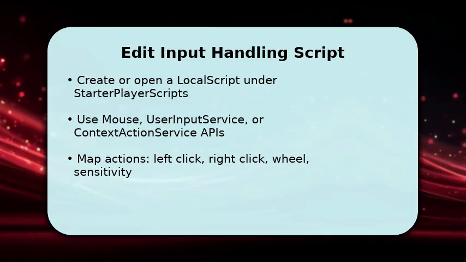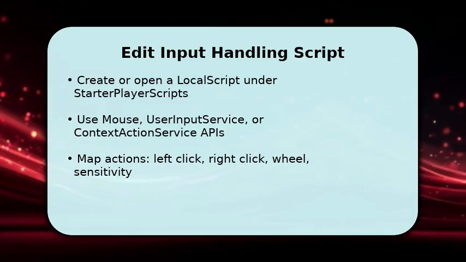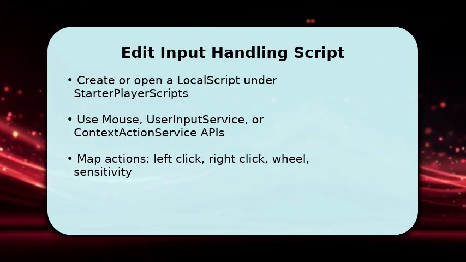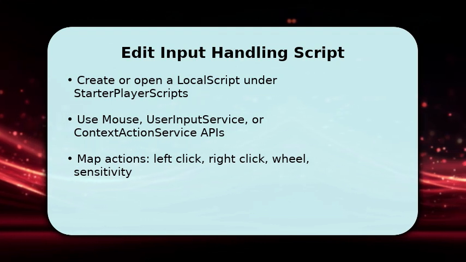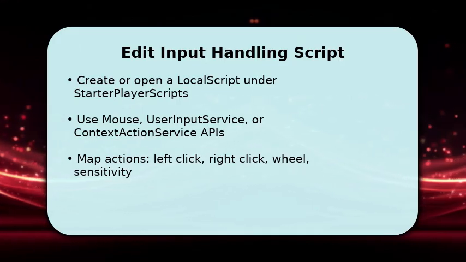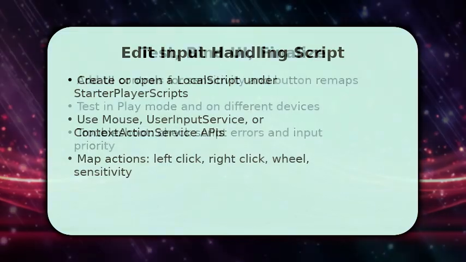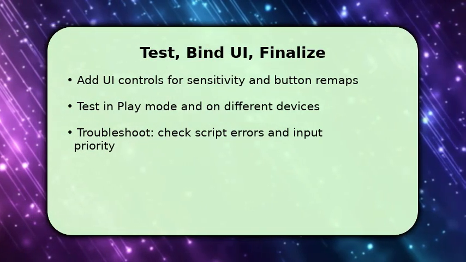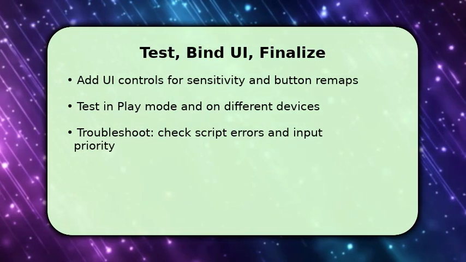While coding, add sensitivity multipliers and clamp values so camera movement stays stable. Test frequently in Play Solo to iterate quickly, and you finish by adding a simple UI allowing players to adjust sensitivity and remap mouse buttons. Bind those settings to your input handlers so changes apply instantly.